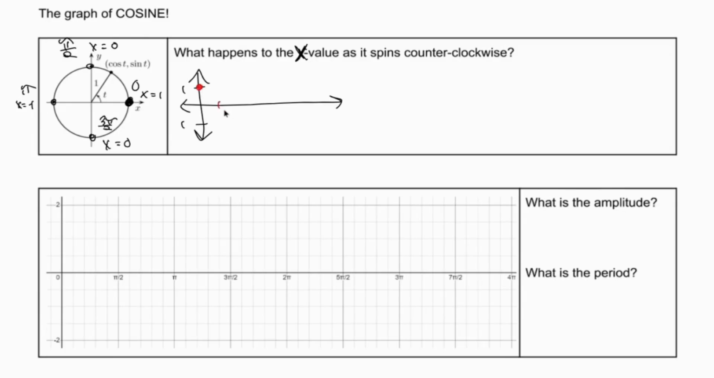Then at pi over 2, I cross the x-axis because I'm at 0. At pi, I'm down to -1. Right there. At 3 pi over 2, I'm back at 0 again. And at 2 pi, to reset, I'm at 1 again. My phone agrees with me.